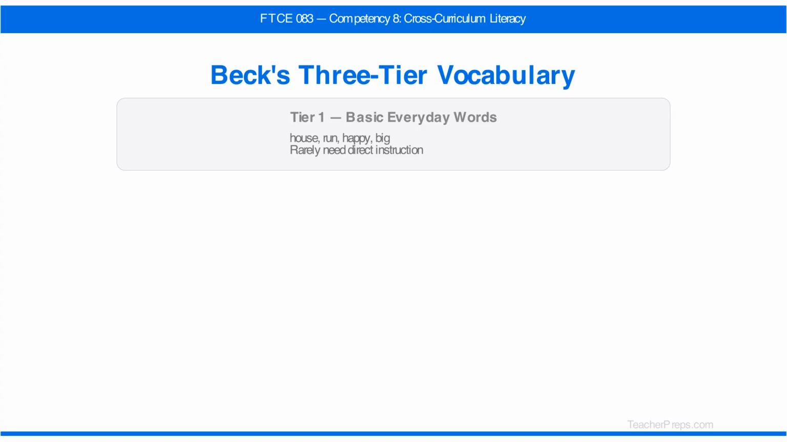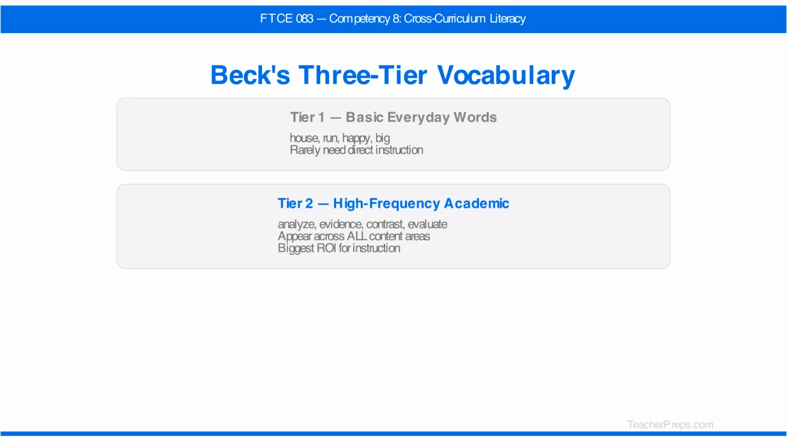Tier 1 words are basic, everyday words that most students already know from daily conversation. Words like house, run, happy, and big. These rarely need direct instruction for native English speakers.